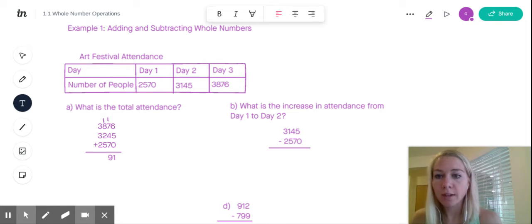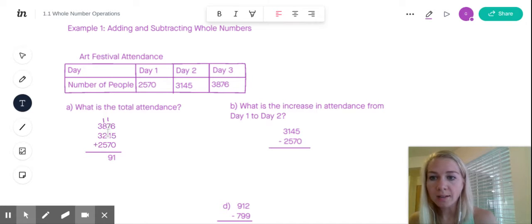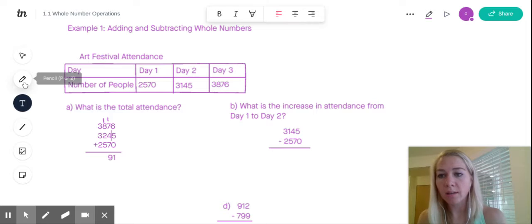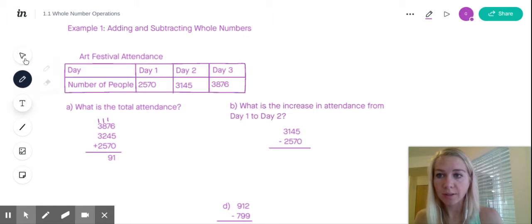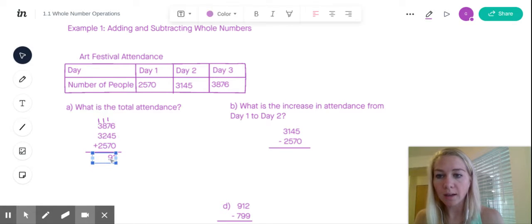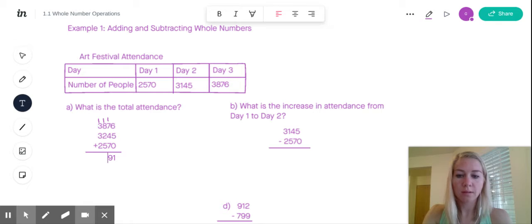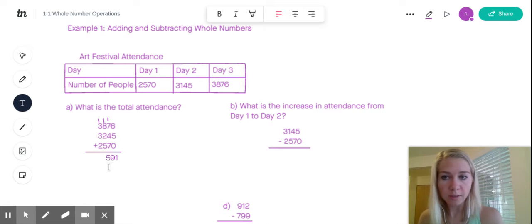Okay, let's try another one. So now we're in the hundreds place. We have 8, 2, 5, and then the 1 that I carried. So all of that added up together is 15. So again, I'm going to be carrying my 1 for the 15, and I'm going to place it in the thousands place value column. And then my 5 is going to go below in the hundreds.